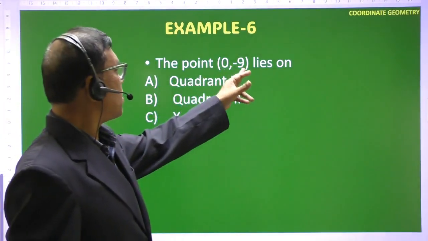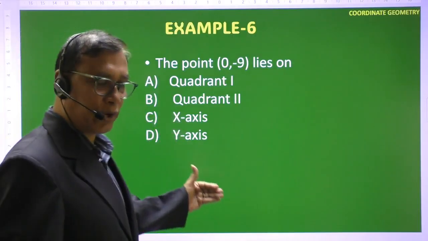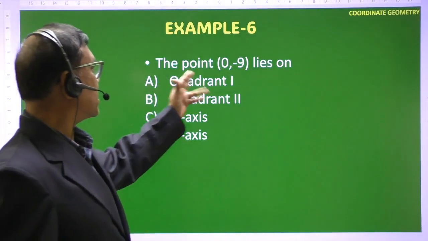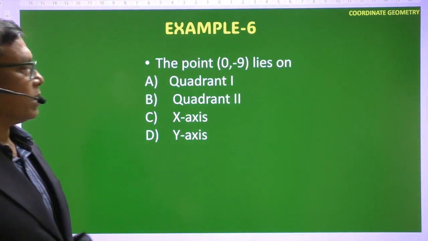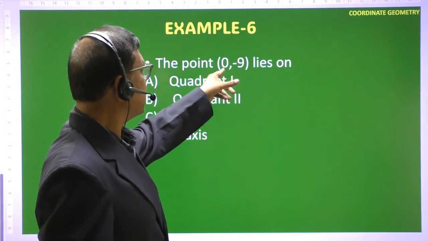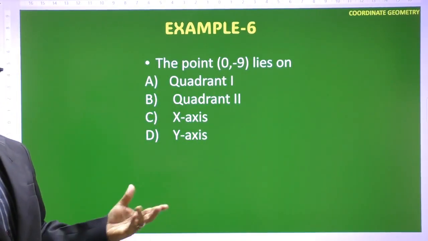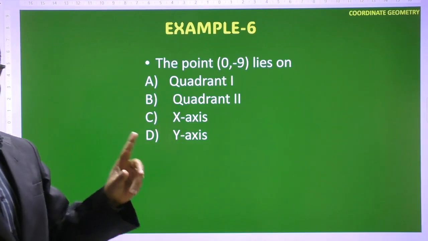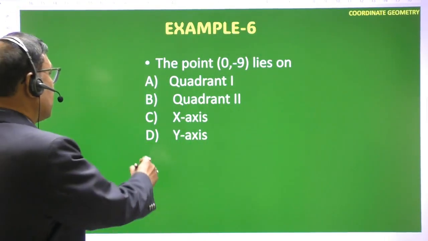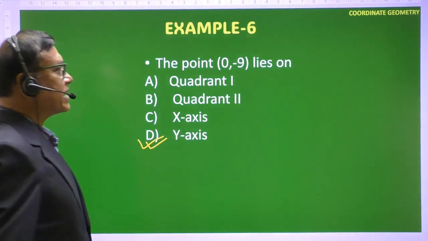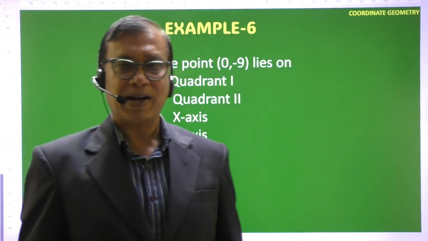Now example number 6. The point 0 comma minus 9 lies on which quadrant or which axis? Options here: quadrant 1, quadrant 2, x-axis and y-axis. See here, in the coordinate I am getting x coordinate 0, abscissa 0. What does it indicate? X equals 0 or abscissa 0 indicates the point should be on y-axis. Is it clear? So option D is the right answer of this question. Students, I think this part is clear.